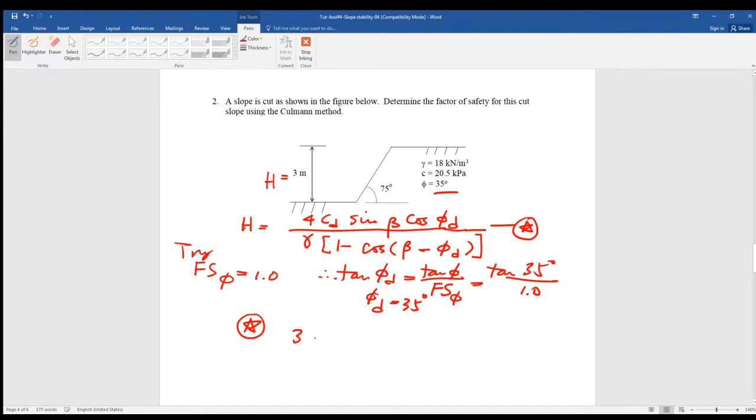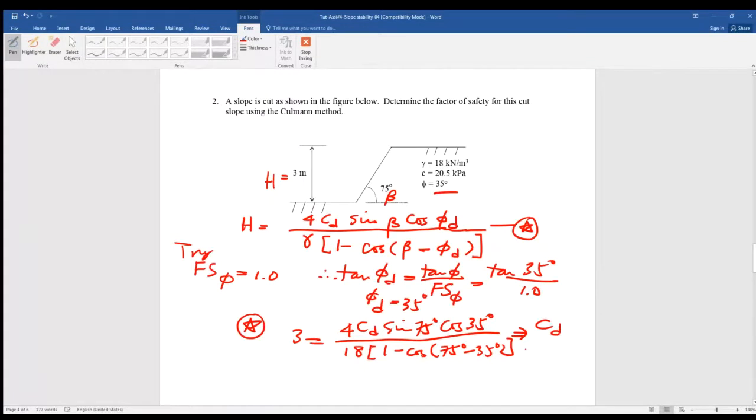The equation star will give you what? 3 meters equals 4 times CD, sine of beta. Here's the beta, 75 degrees. And then cosine of phi D, 35. And the gamma is 18. So the bracket is 1 minus cosine of 75 minus 35. From this equation, you get the CD. CD is equal to 3.99 kPa.